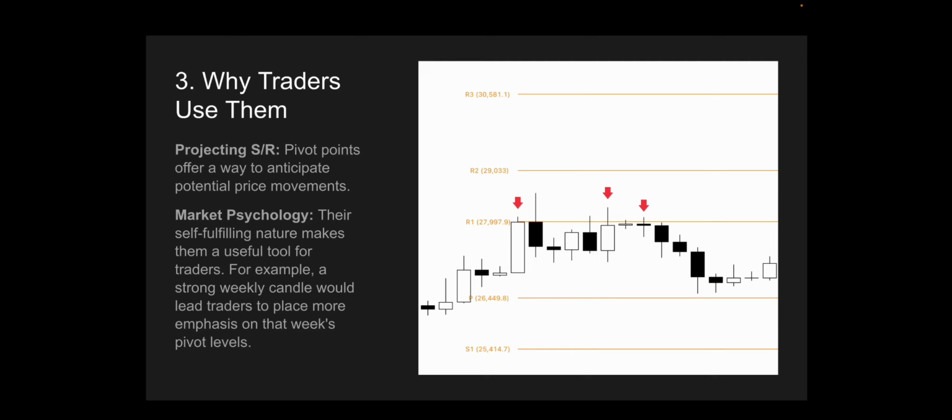They are based, though, off of market psychology. And they can be self-fulfilling to an extent. Because if you see something like, for example, a very strong weekly candle, the traders in the following week are going to put more emphasis on that week's levels. Right? And I will get into in a moment how you actually calculate a pivot and the S's and R's that come off them. But understand, they are a derivative of past price, just like pretty much everything is in price action. So if you've got a daily pivot level, that will be based off of the previous day's price.